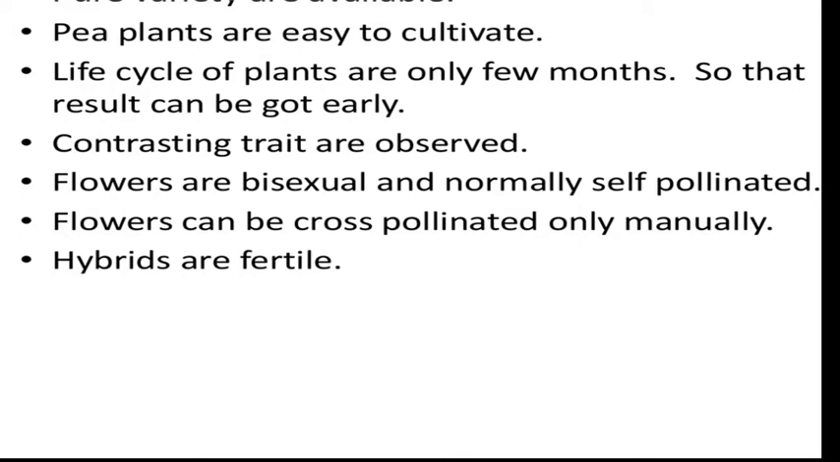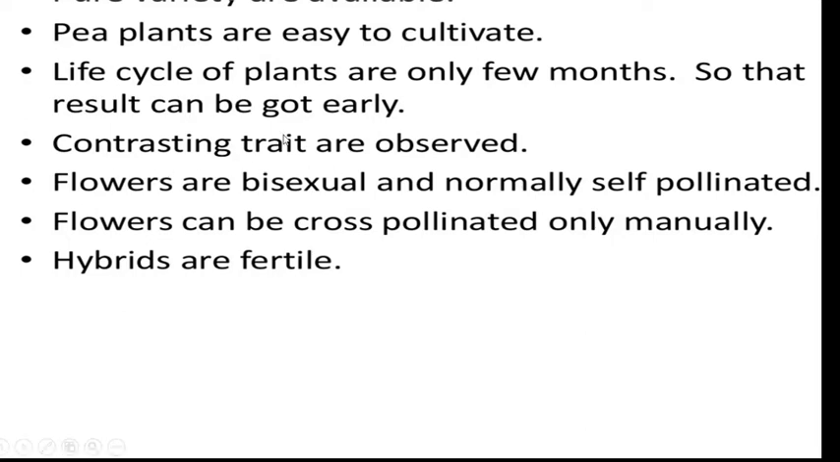So the question is, why did Mendel select pea plants for his experiments? What is the reason behind choosing pea plant for his experiments? One is, pea plants are very easy to cultivate. He could have taken human beings, you know. Why didn't he take that one? Some other animals also he could have taken.